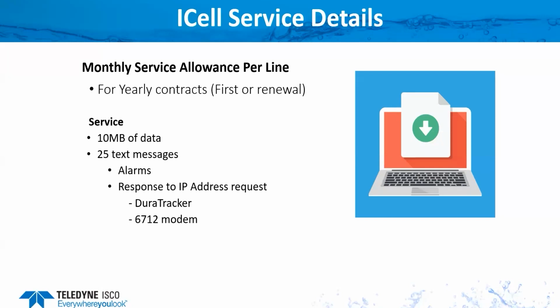Also, it allows the user to send text messages to the DuraTracker and the 6712 modem. Those two devices can then respond back to the user with its IP address, and it keeps that window open for 20 minutes. That's where you're going to use up your text messages for the month: those alarms and those responses from those meters. So that's ICell. In a very small package, we can get everything you need for your cell needs.